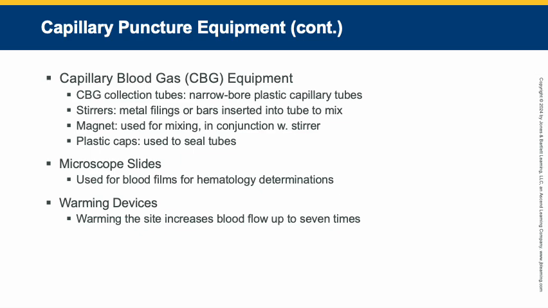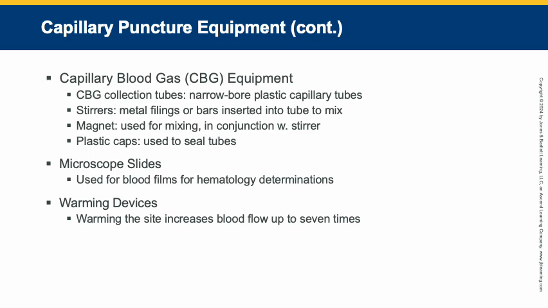Stirrers are inserted into the tube after the blood is collected to aid in mixing the anticoagulant. A magnet is used to mix the specimen after both ends of the tube have been sealed. The magnet typically has an opening in the center or side so that it can be slipped over the capillary tube and moved back and forth along the tube length, pulling the metal stirrer with it, and that mixes the anticoagulant with the blood. Plastic caps or closures are used to seal these tubes and maintain anaerobic conditions in the specimen.